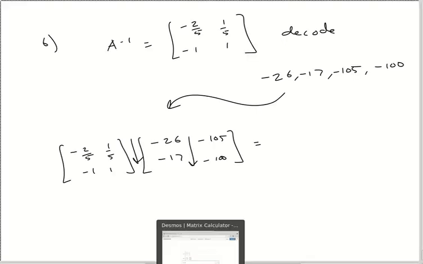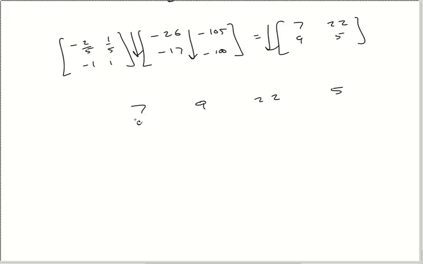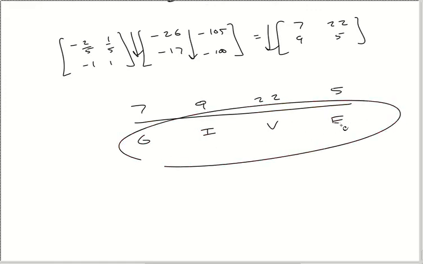So let me go ahead and list out those numbers that I got. So I got 7, 9, 22, 5. Remember that we're going down here. And so I got a 7, 9, 22, 5. And so what letters are those? They are a G, an I, a V, and an E. Nice. So that's the receiving end. So you sent a love letter, and they sent you something like give. Give what? I don't know. Maybe only you two know what that means.